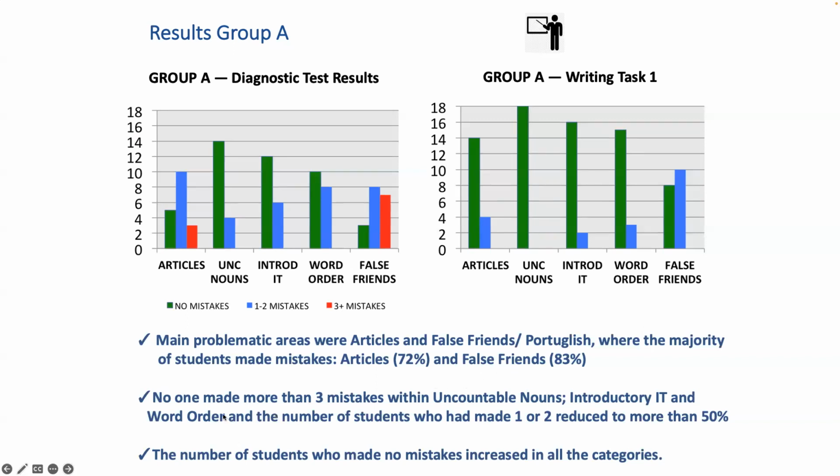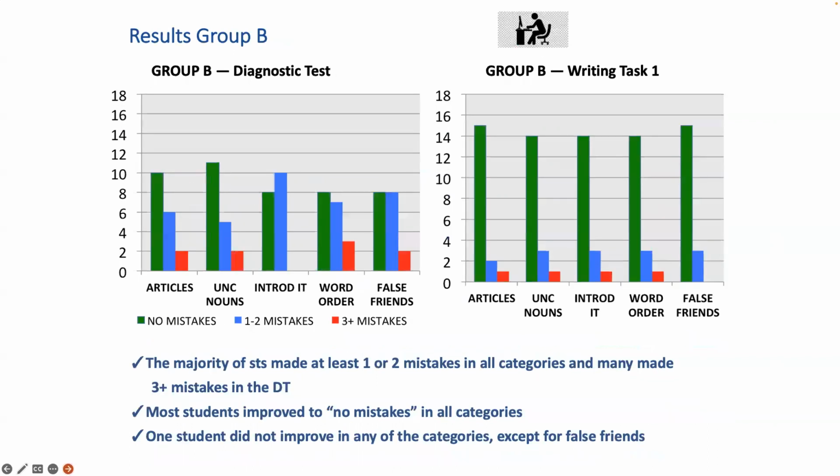But no one made more than 3 mistakes within uncountable nouns, introductory it, and word order. And the number of students who made 1 or 2 mistakes reduced by more than 50%. So generally, this is very positive. The number of students who made no mistakes increased in all categories, and so this was also very positive. However, the results in Group B were not too different.